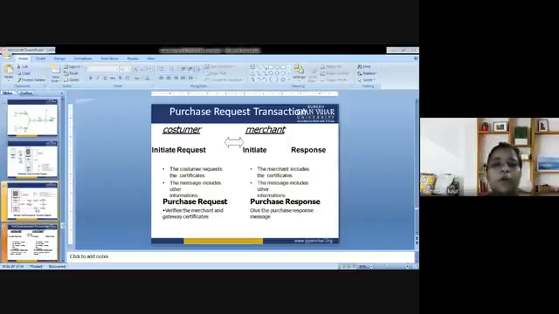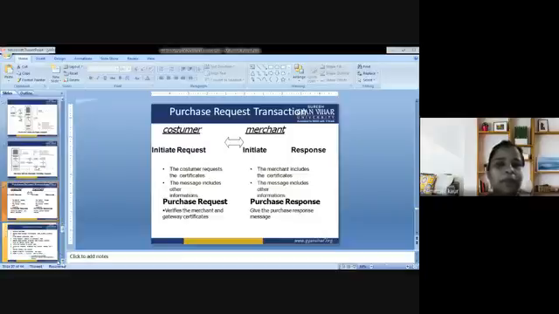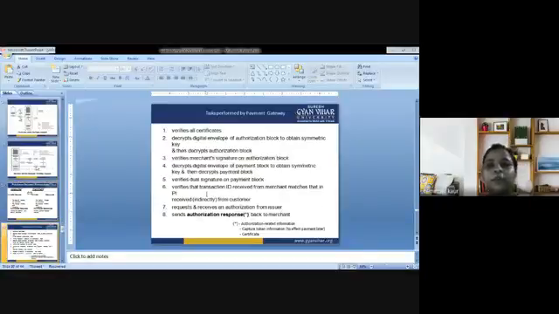So this is the whole process that we are supposed to deal with. Have a look at the same. So there could be certain 9 steps associated with the same. That is the task performed by the payment gateway, or I can say it could verify all the certificates, decrypt the digital envelope of the authorization block to obtain the symmetric key, and then decrypt the authorization block.